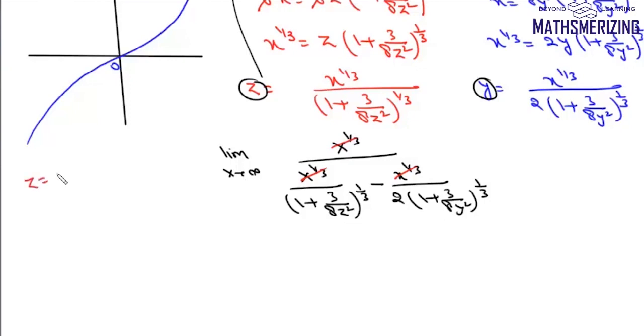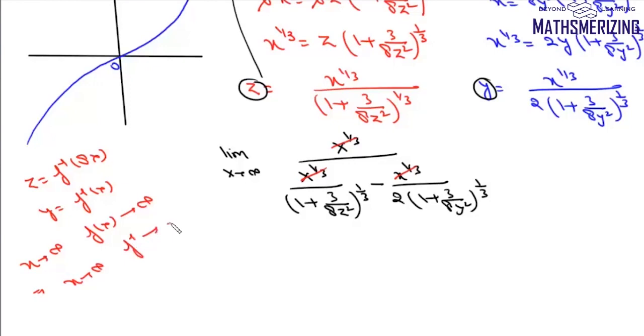Now z is f inverse of 8x and y is f inverse of x. Now this function f(x) is an increasing function. So as x tends to infinite, f(x) tends to infinite. And if we talk about the inverse function, it is nothing but the reflection of f(x) about the y equals x line. Now for the inverse function also, when x approaches infinite, f inverse will also approach infinite.